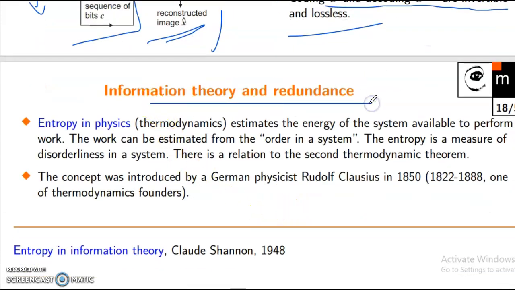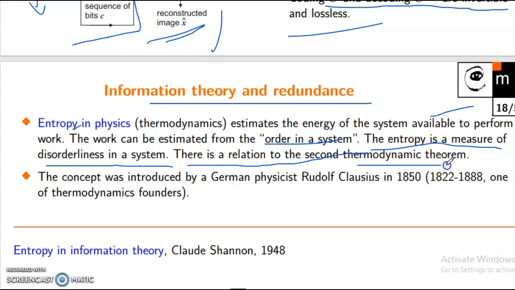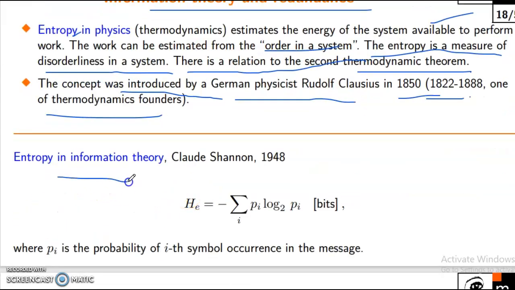Information theory and redundancy. Entropy in physics, thermodynamics, estimates the energy of the system available to perform work. The work can be estimated from the order in a system. The entropy is a measure of disorder in a system. There is a relation to the second thermodynamic law. The concept was introduced by the German physicist Rudolf Clausius, 1822 to 1888, one of the thermodynamics founders. Entropy in information theory: Shannon, 1948.